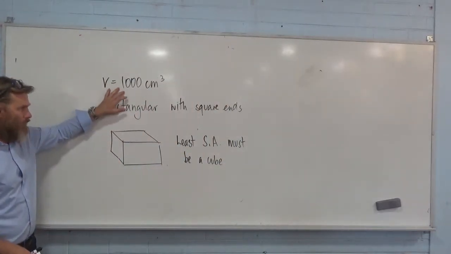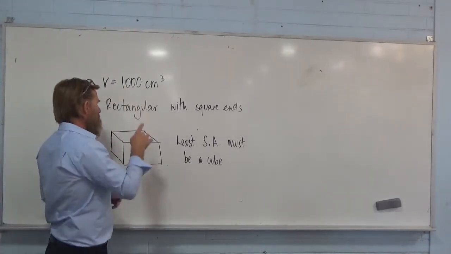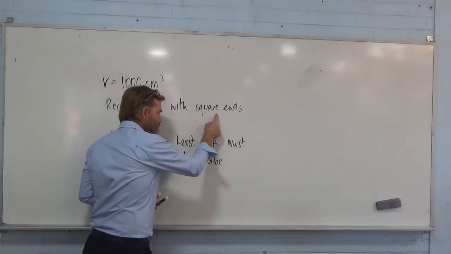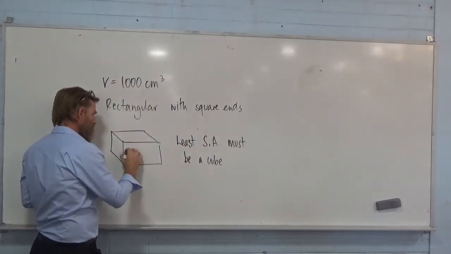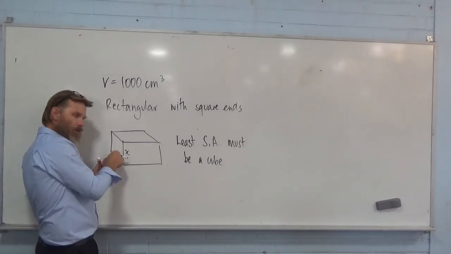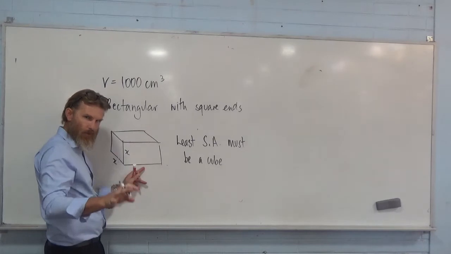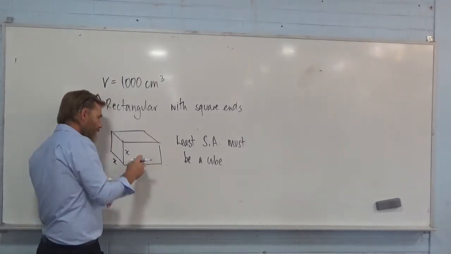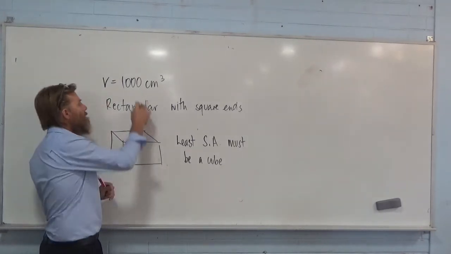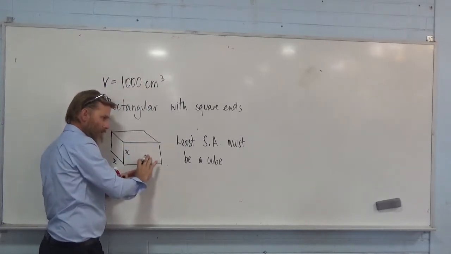Because I've got the volume here, I've got to start there. Let me start with the volume. Now, the question said rectangular with square ends. So if I call this distance here x, and this distance here x, then I've got a square end. But I can't put x there yet, even though that's what the question told me was going to be the answer. I can't put x there yet. But I've got to use this to get some equation for down here.